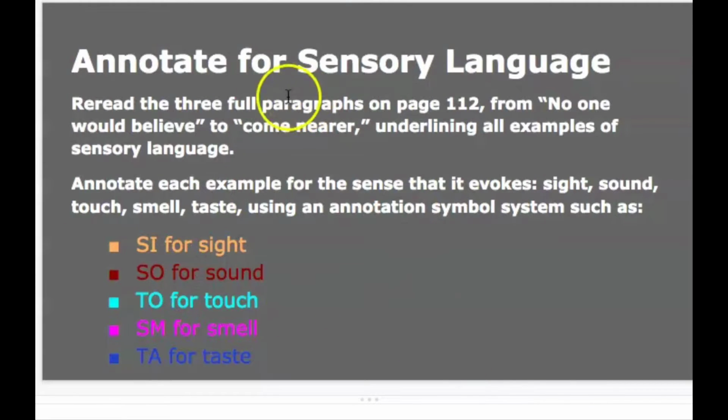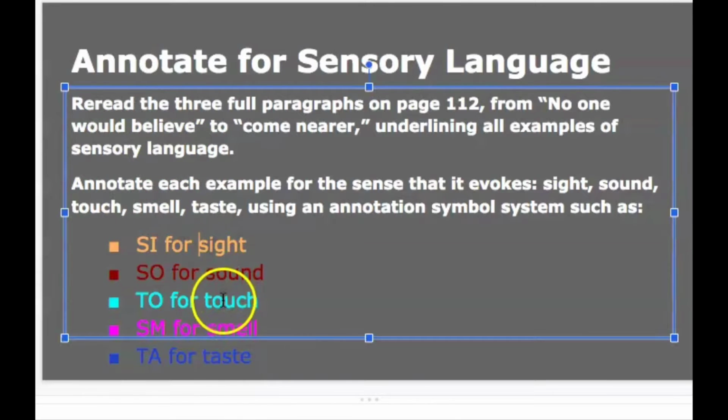Today, to start off with our lesson, we're going to annotate for sensory language. Reread the 3 full paragraphs on page 112, from "No one would believe" to "Come nearer," and underline all examples of sensory language. Remember that when you come across sensory language, you're looking for something that gives you sight, sound, touch, smell, or taste.